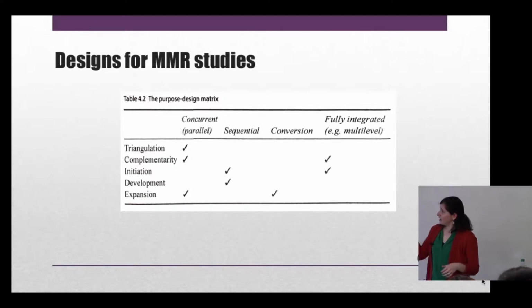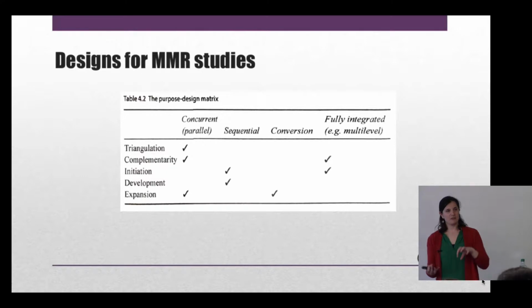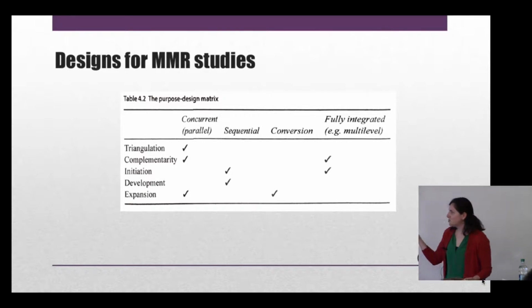your data. Conversion, the one I skipped, Riazi discusses as where you collect two different types of data and then change their form. So you quantize qualitative data and qualitize quantitative data. And we didn't see that very much. And as you can see, he really says you would only do that for an expansion study, which we're trying to move away from anyways.